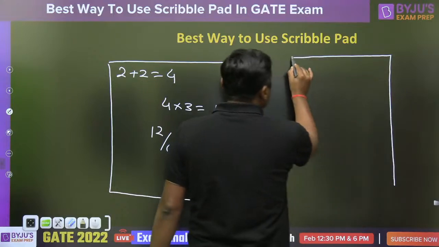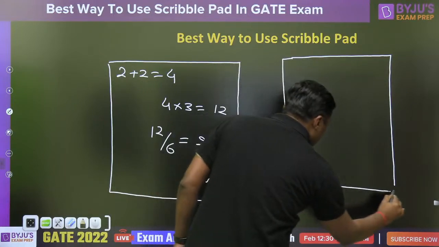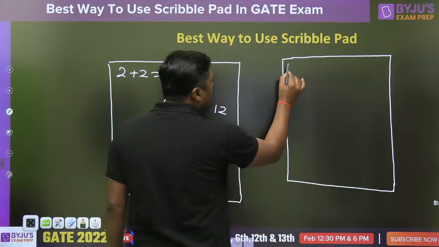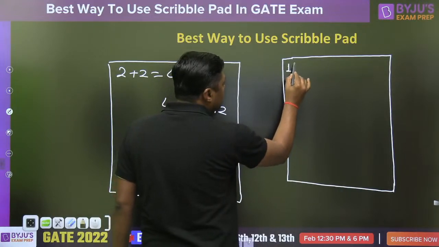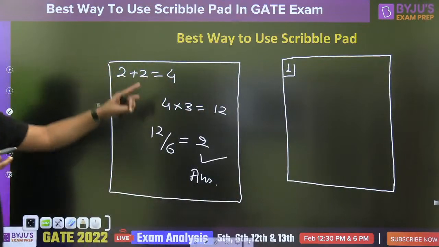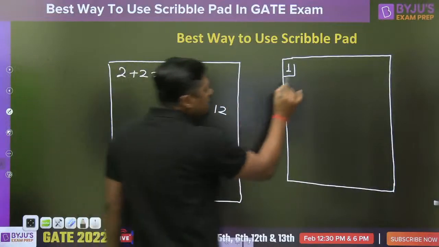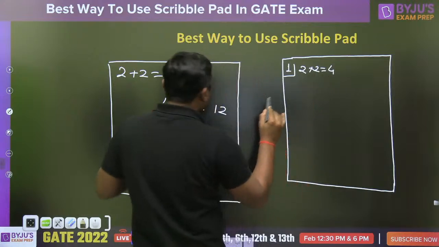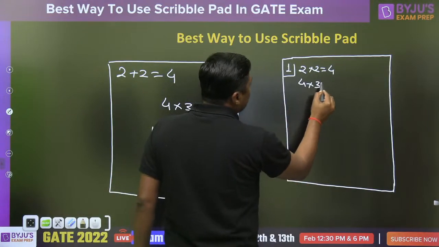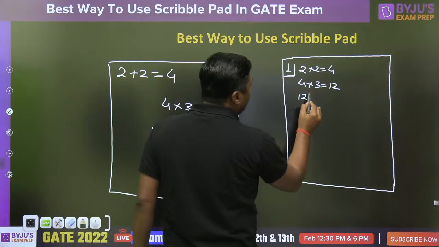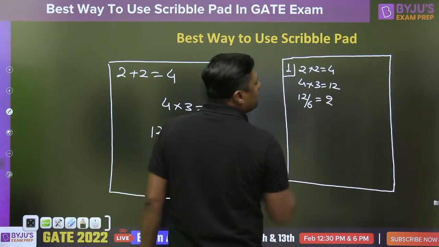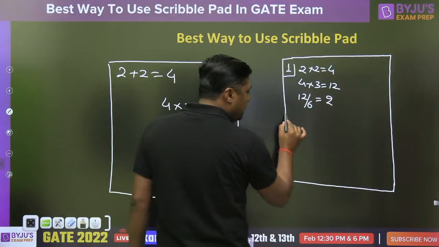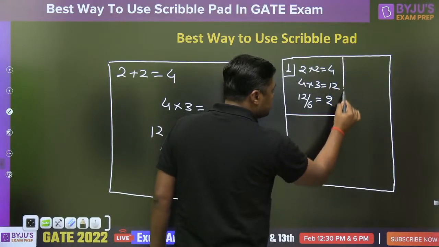That is the page. Watch this one. That is question number 1. Write 1 here. Systematically you have to write question number 1, then solve like this. 2 into 2 is equal to 4. Then 4 into 3 is equal to 12. 12 divided by 6, you get the answer 2. Now the question is over. Please make a proper boundary here.